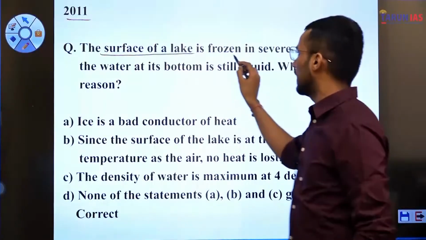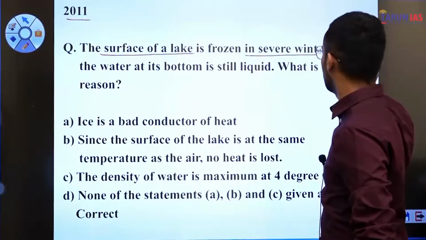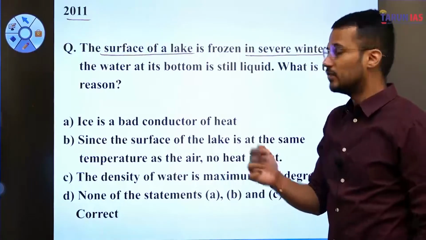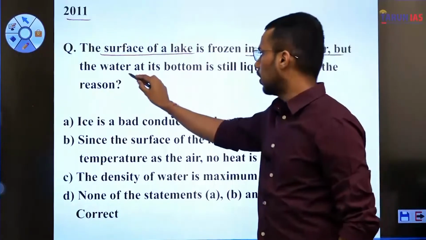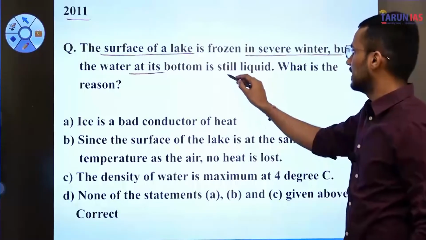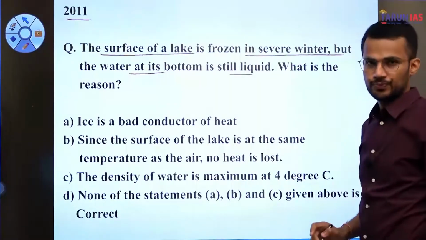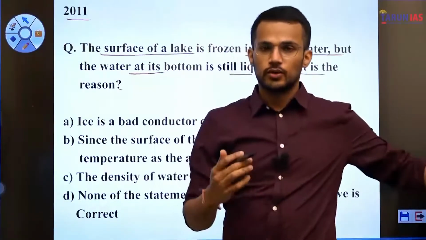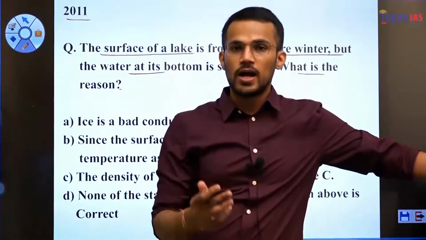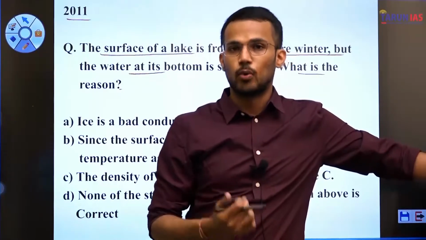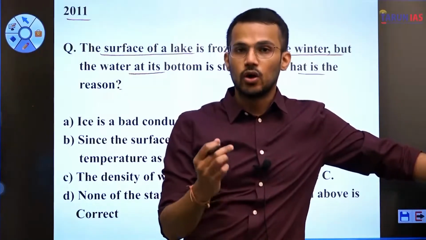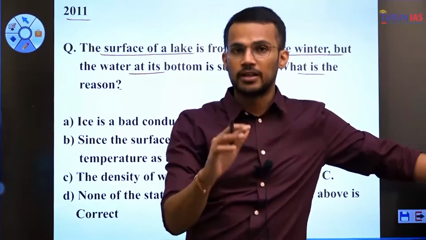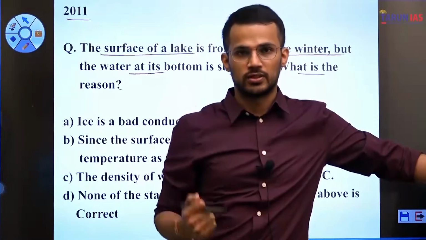The surface of a lake is frozen in severe winter, but the water at its bottom is still liquid. What is the reason? So the question is about why the bottom of a lake is not frozen in severe winter, though the upper layer, or the topmost layer, is frozen.